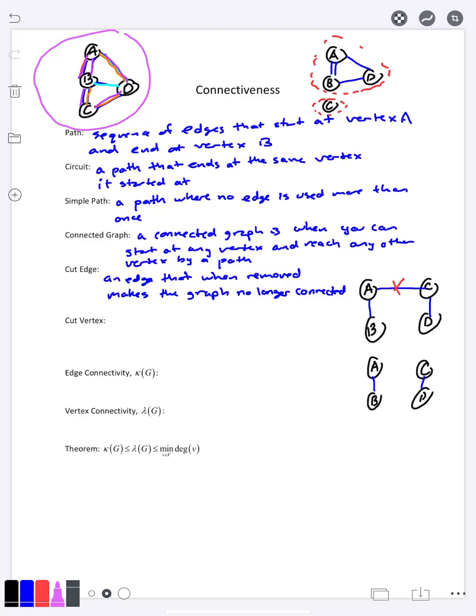A cut vertex is very similar in that this is a vertex that when removed makes the graph no longer connected.